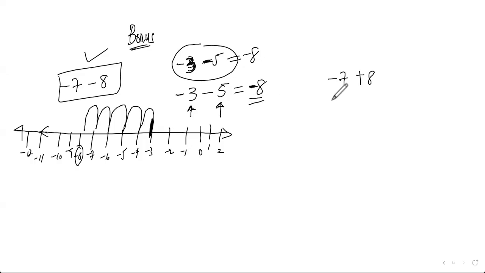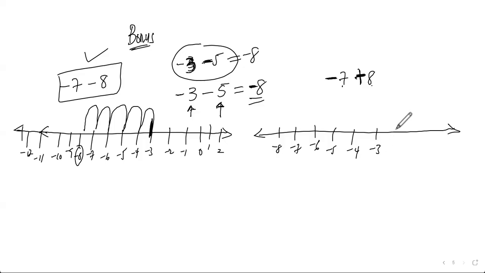Does it make sense? Now, this one, we have a negative sign and a positive sign, right? It means that you're owing 7 and you have 8. So you can still use the number line here. Let's start with -8, -7, -6, -5, -4, -3, -2, -1. We have 0, we have 1, we have 2. Let's stop there. Okay, so -7, we start out from this point.